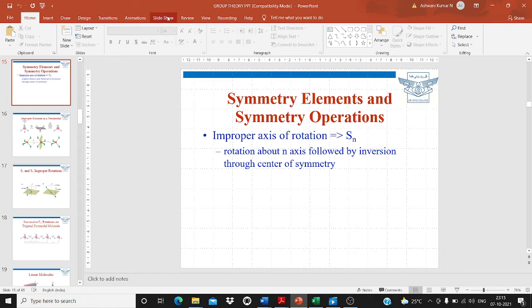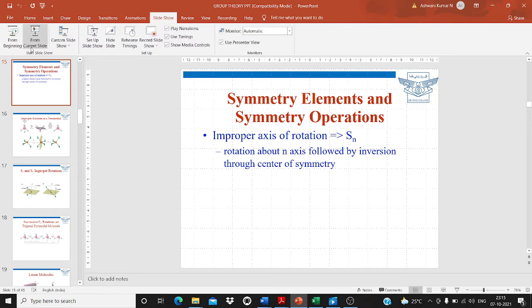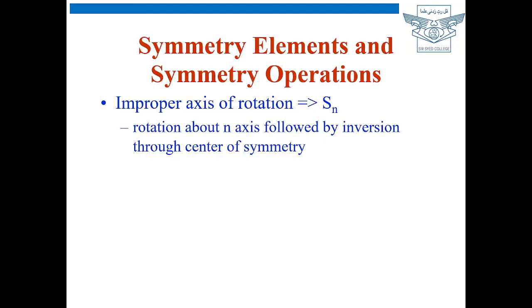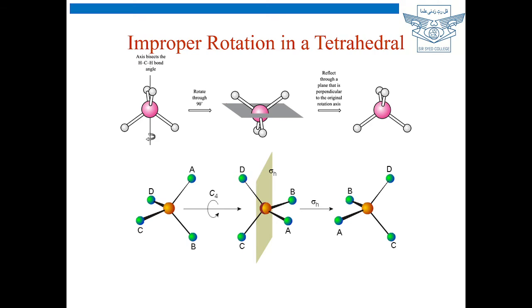So we'll continue our discussion on symmetry and group theory. In the last class, we have completed all the symmetry elements. Now we will move on to symmetry operations. Symmetry operations are the change in orientation which we are introducing using symmetry elements. Simply you can say like that.